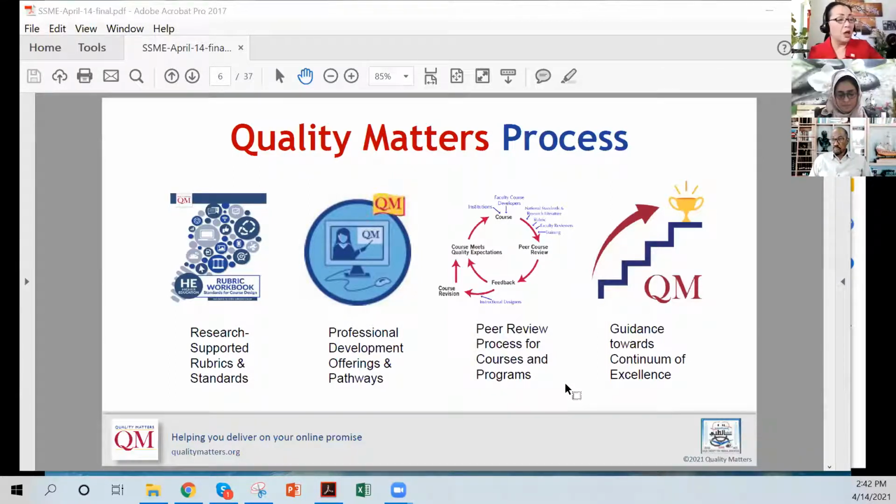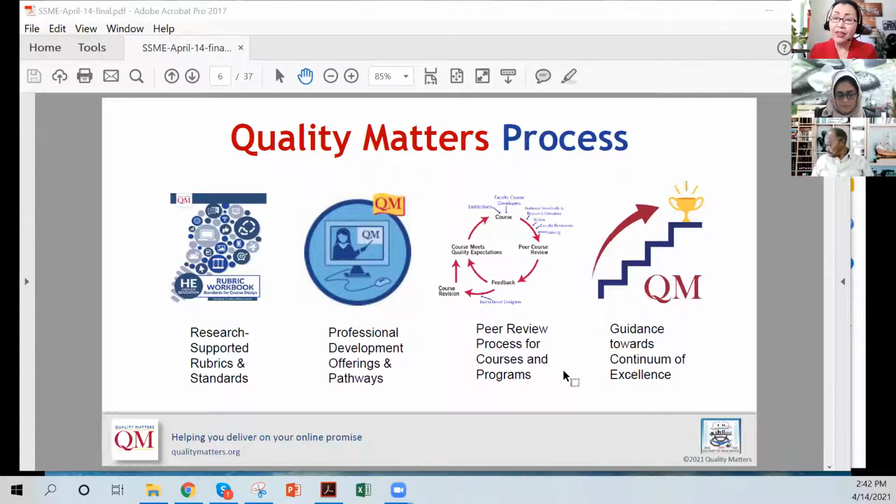Based on our standards, we provide many different professional development opportunities, workshops and courses, depending on the role that you have at your institution, your goal, and what you want to do. And for courses and programs, we also have course and program review and certification. I will talk about that in just a few minutes.